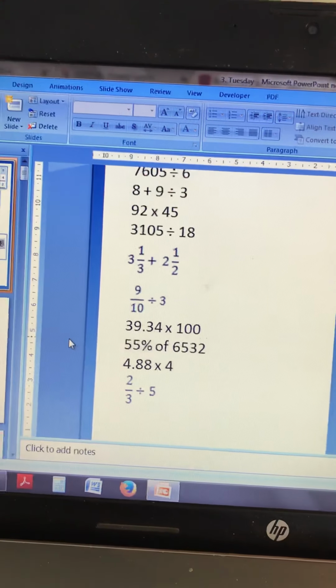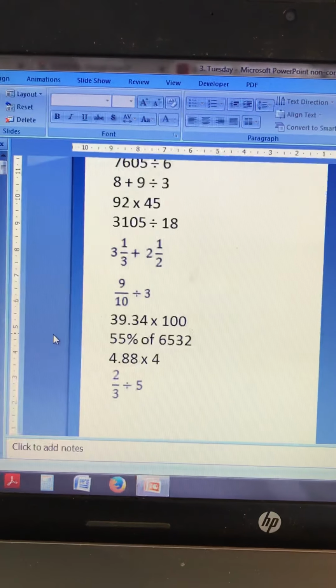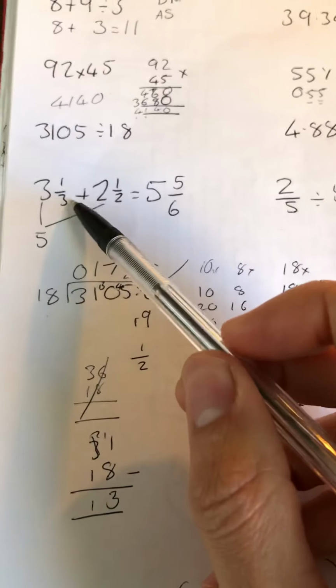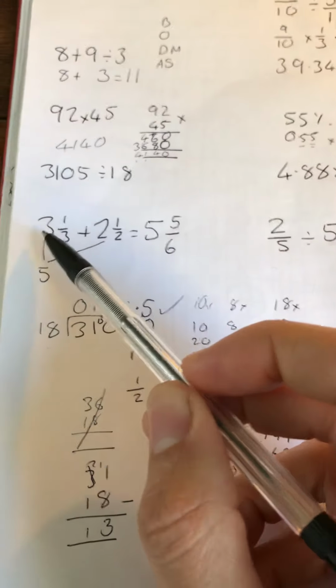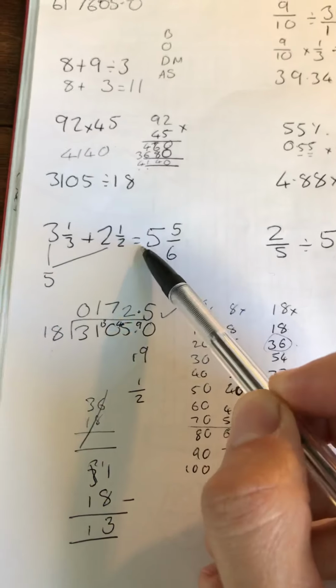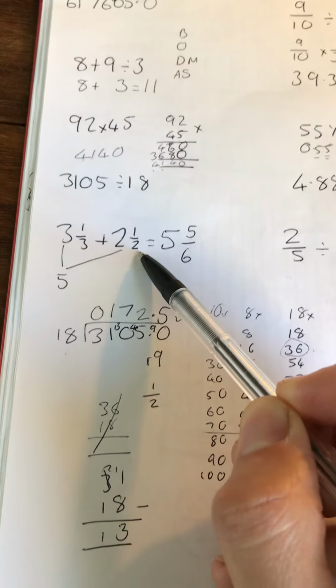Now you might have converted those into an improper fraction. 10/3 added to 5/2. Common denominator, add across. What I did, because I knew that a half and a third wasn't going to give me more than a whole, I added the 2 and the 3, added the wholes, added the integers to make 5, and then added a third and a half.